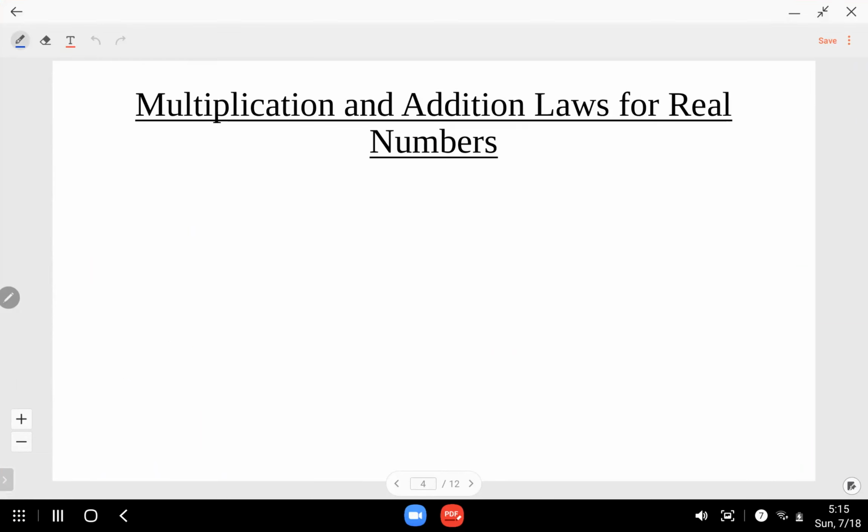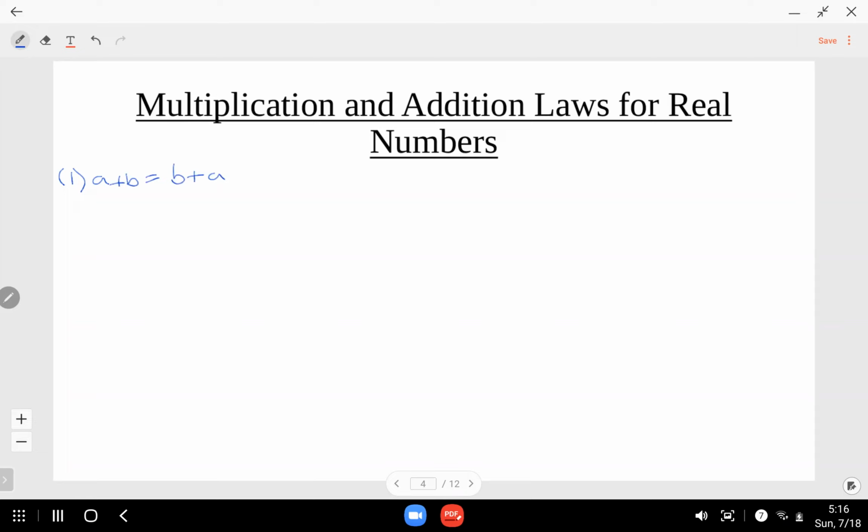Okay, so multiplication and addition laws for real numbers. Let's touch up on some addition laws. These are very useful when you're working with algebra. You need to know how to manipulate numbers. The first one: a plus b equals b plus a. I'm assuming you already know this. These are very basic laws, but there are some in there that you might not know.